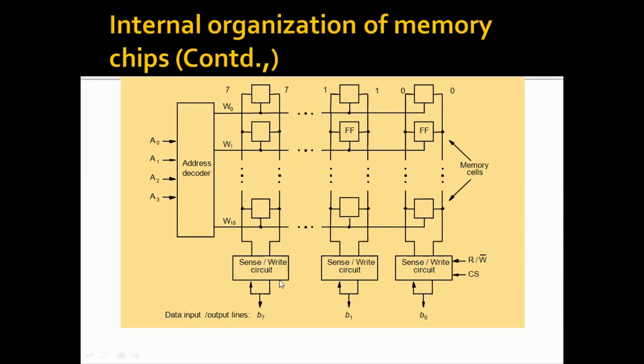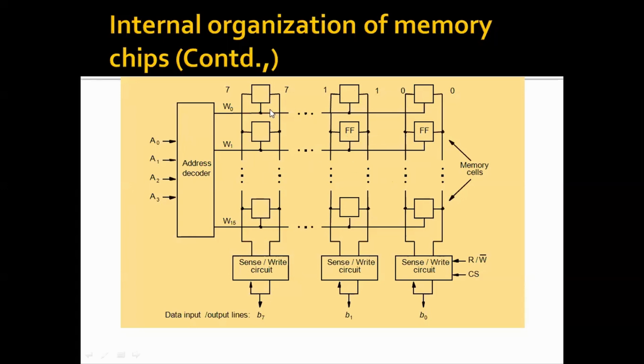Sense or write circuits, which are going to be at the bottom, are connected to the data input output lines of the memory chip. Okay, so again I will repeat it. Each memory cell can hold only one bit of information. Memory cells are organized in the form of an array. One row is one memory word.